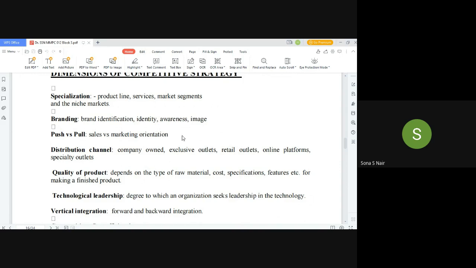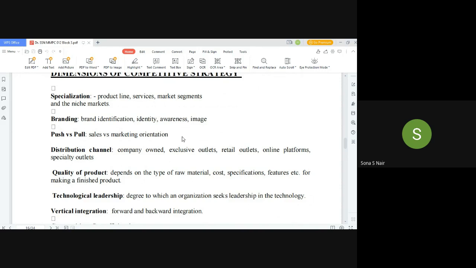Now, what is pull and push strategy? Pull is creating so much of hype in the marketplace that people want to buy our product. So that is pull. We are pulling the people. Push is through the sales force, where we are pushing the product so much, we are trying to convince people to buy the product. So that also is a consideration as far as competitive strategy is concerned. What strategy are we going to employ? Is it going to be push or is it going to be pull?